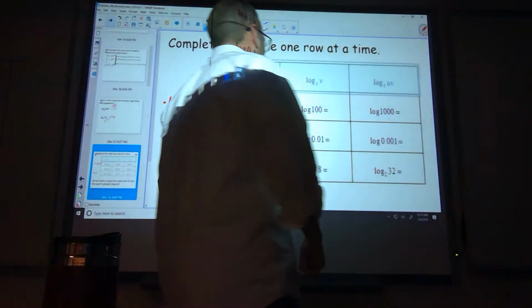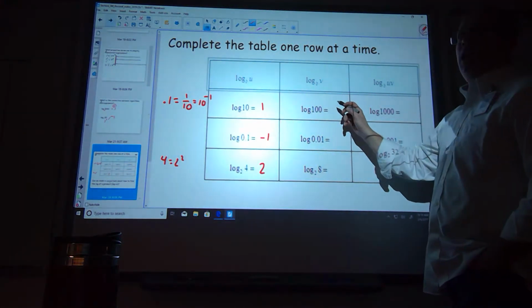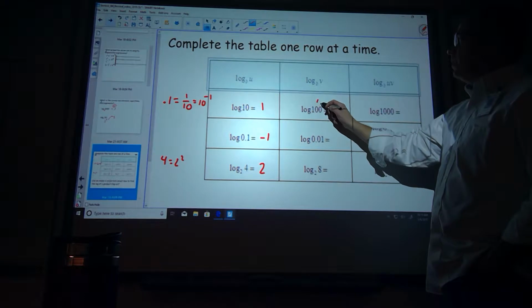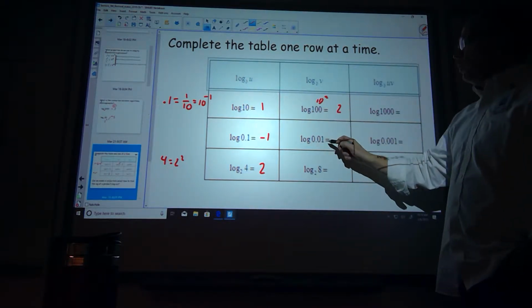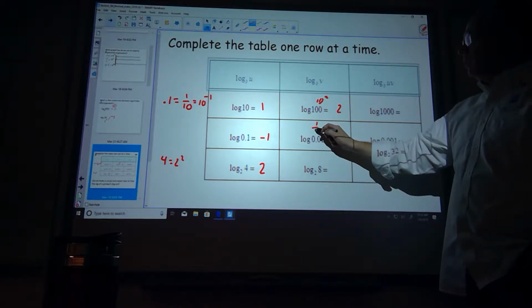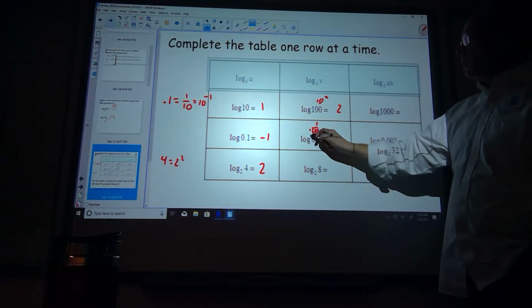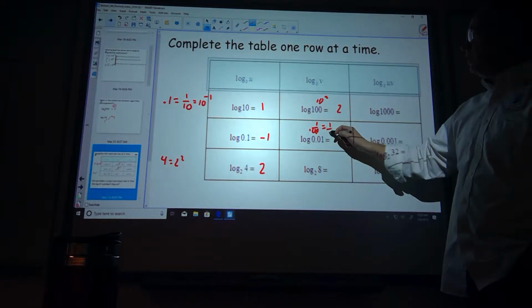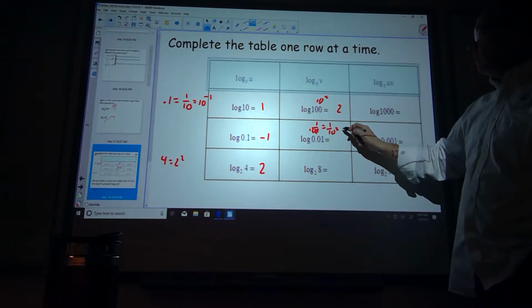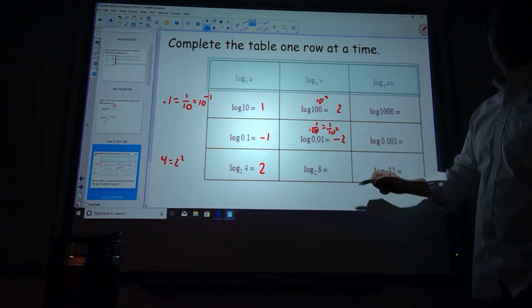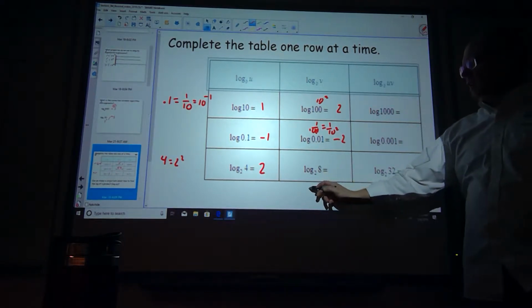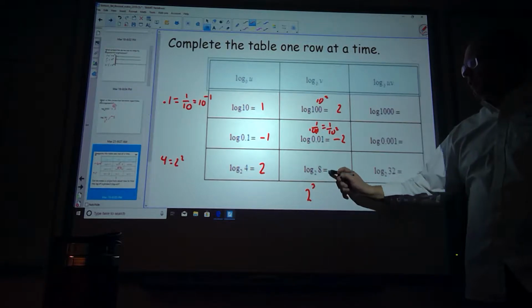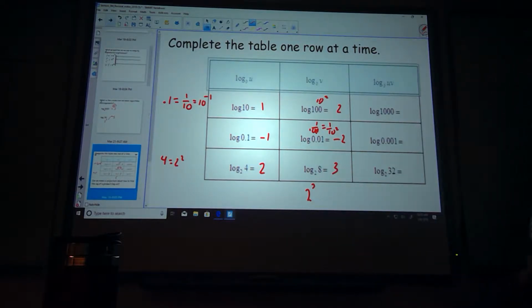Log base 10 of 100, you have to realize that would be the same thing as 10 squared. So that's just 2. 0.01 is 1 over 100, which is 1 over 10 squared. So this has to be a negative 2 because it's a denominator. And log base 2 of 8. 8 is the same thing as 2 to the third. So my answer here is 3. Seem good still?